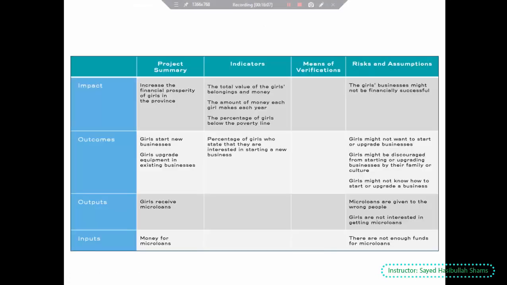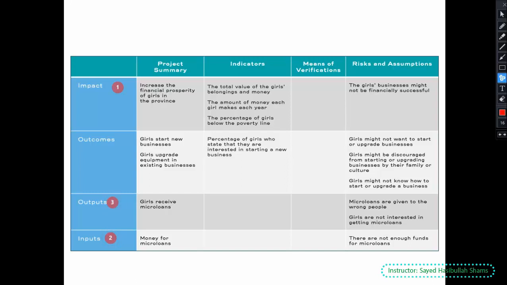Here's one example of how to linkage indicators to this. So first we have impact level indicators. We must define impact in the first step, and then we will select which resources we will use for this activity. So the second step is inputs, and through the usage of these resources we have outputs. After outputs, what is the result? So we have outcomes.